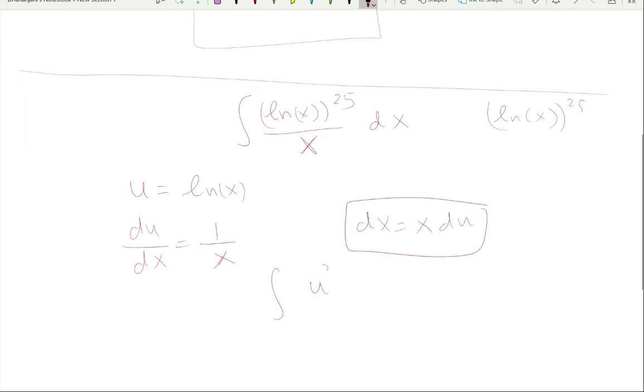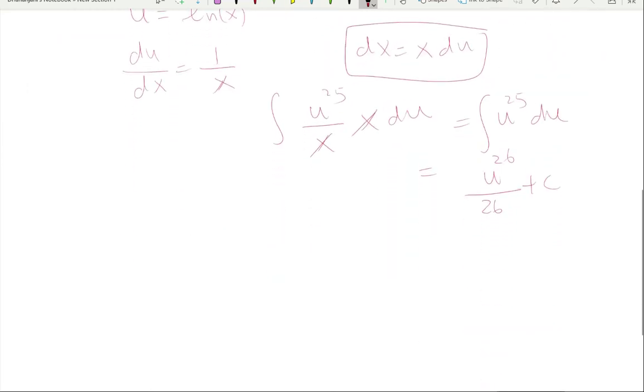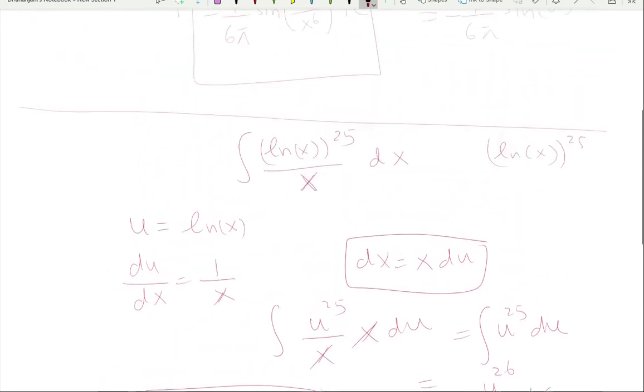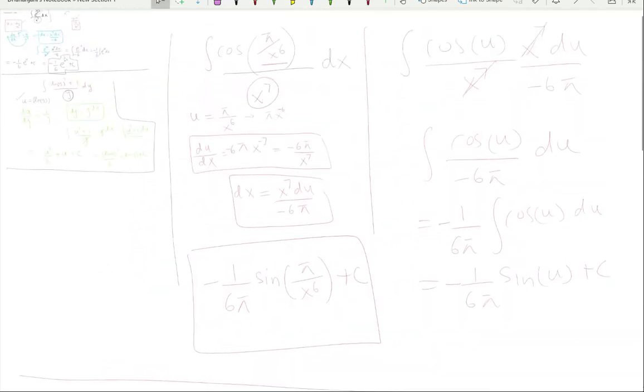Alright, so this is u^25 over x times x du, x cancels out, so u^25 du. If you integrate u^25, it's u^26 over 26 plus c. Okay, so u is natural log x, so (natural log x)^26 over 26 plus c is the answer. Okay, all right, so those are, I think, four good problems of integration by substitution.